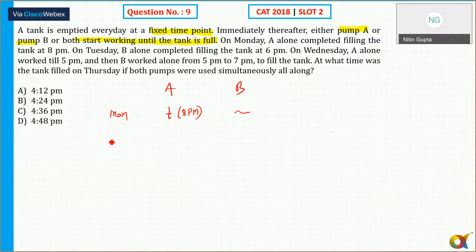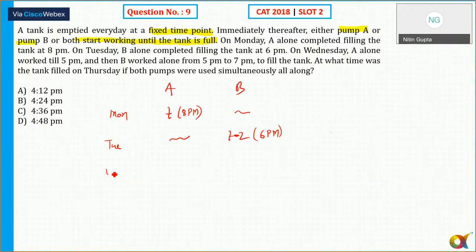On Tuesday, B alone completed filling the tank at 6 p.m. So B takes T minus 2. Why? Because A finishes at 8 p.m., taking T hours, and it is already given that immediately thereafter either pump A or pump B or both start working until the tank is full. So the starting time for all the pipes is the same. Pipe A on Monday finishes at 8 p.m. and pipe B finishes at 6 p.m. So pipe B is actually taking 2 hours less in comparison with A. So T minus 2 is for pipe B working alone.